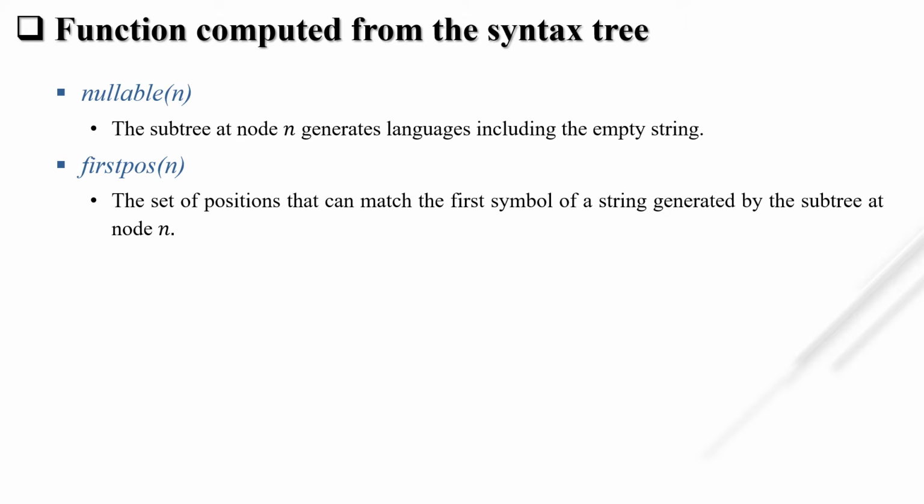Second one is first position. It is the set of positions that can match the first symbol of a string generated by the subtree at the node n. For example, I have a syntax tree like A or B. So what is the first position? For the A operand, this is my first position and this is the last position. For the B operand, this is the first position and this is the last position.